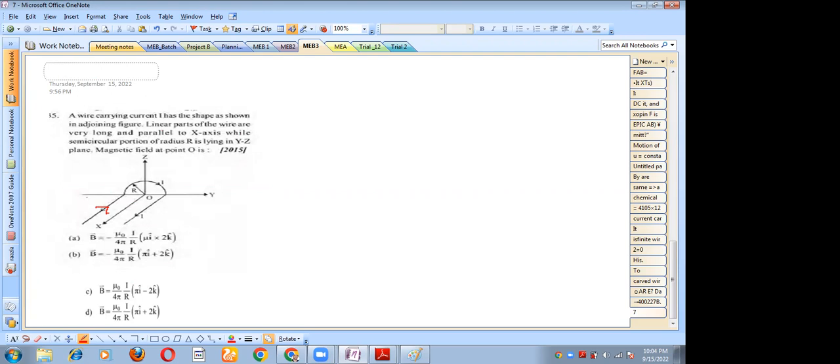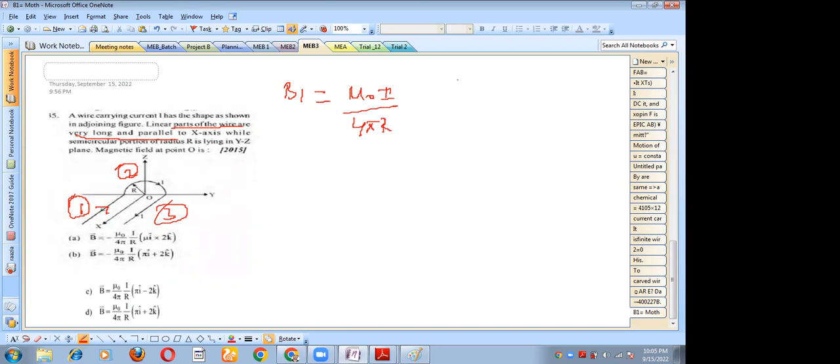Here we have to see three sections of the wire. This is section one, this is section two, and this is section three. It is given that the linear parts of the wires are very long, infinite wires. So now at the center O, we can find the magnetic field due to the first wire. The same formula we have to apply, mu naught I by 4 pi r, right?